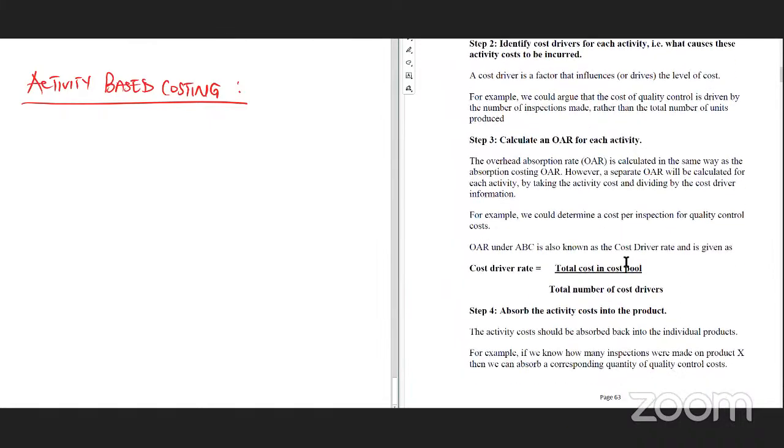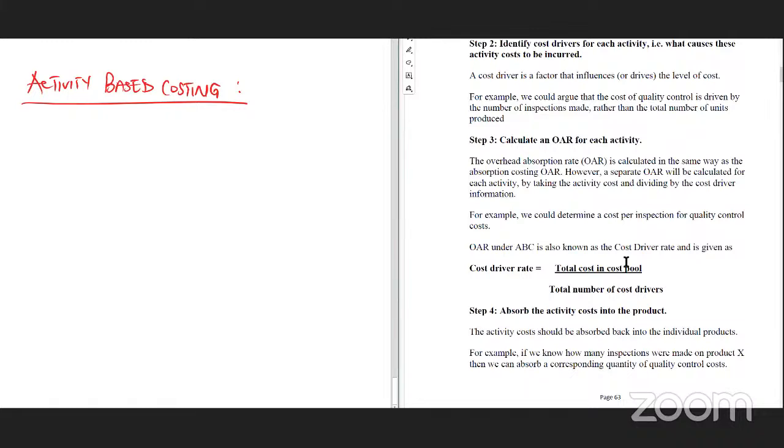So once you have been able to identify the cost drivers, now you calculate the OAR for each activity. And this OAR in ABC is called the cost driver rate. You can still call it OAR. But the only difference between traditional costing and activity-based costing is that under activity-based costing, each activity has its own OAR. Unlike the traditional costing we looked at, where everything is absorbed on labor hours or machine hours, if I have 5 activities, in the past, we would have put all together and absorbed using machine hours or labor hours. But now, each activity has its own cost driver.